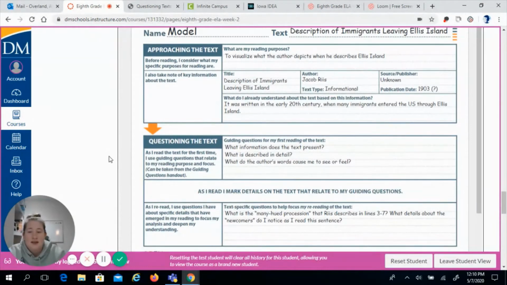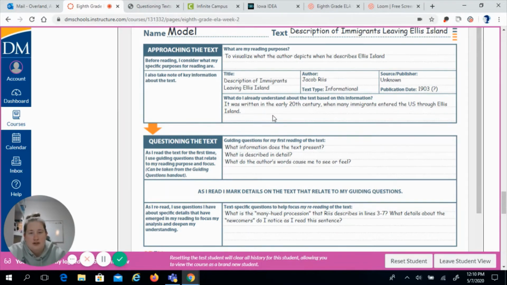So they used the handout and they filled it out for the text we read last week from Jacob Reese and his first-hand account of immigrants leaving Ellis Island. And so they put the title, the author is Jacob Reese. It was informational. You might also write that it was a primary source so that people know it came from him. The publisher is unknown and the date is 1903 question mark, because we know it happened in 1903, but we're not totally sure when it got published.